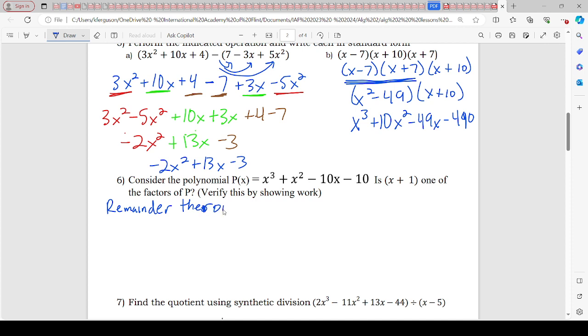Oops. Theorem. Oh, I forgot there's an E in there too. There. I forget how to spell that every time. I think it's theorem. Okay.